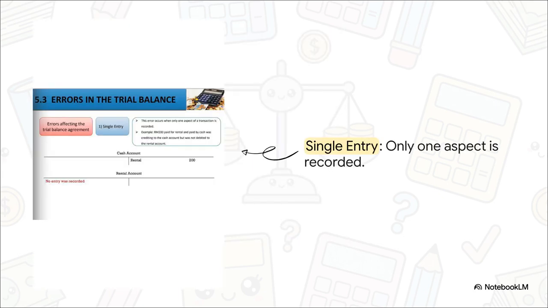Or take the single entry error. Here, an RM200 rent payment was properly credited to cash, but the debit to the rental account was completely forgotten. Since only half the transaction was recorded, your trial balance is naturally going to be off by exactly RM200.